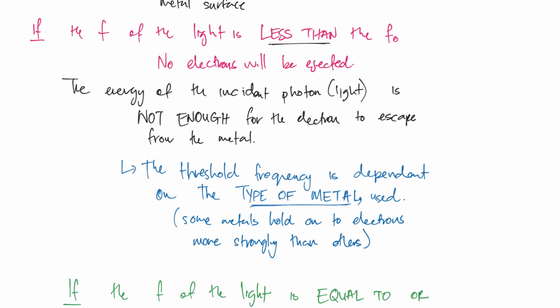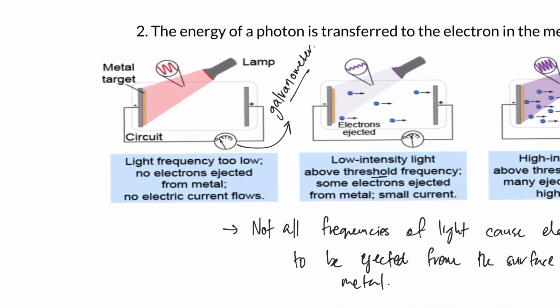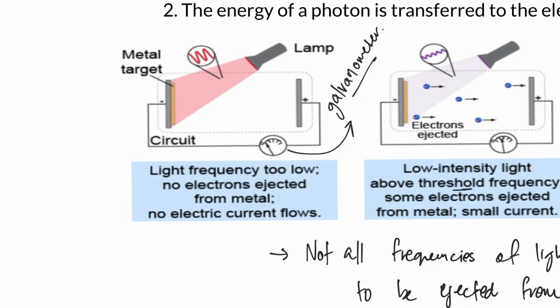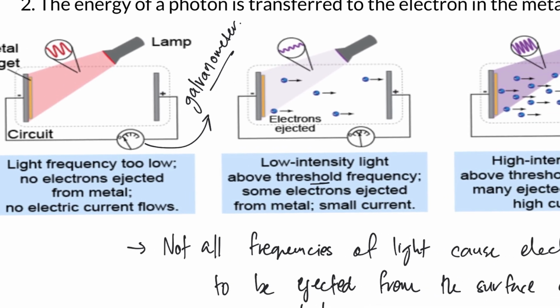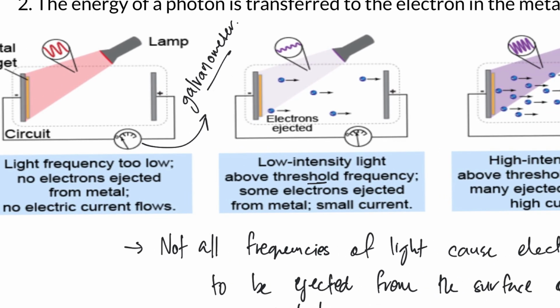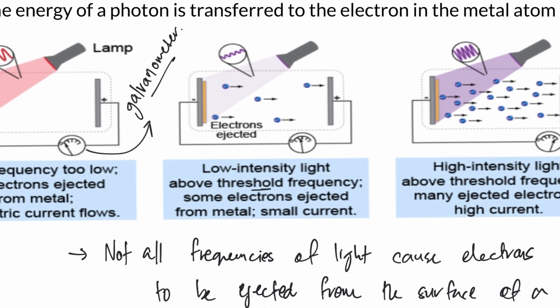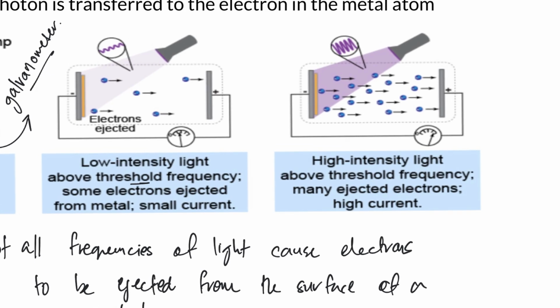So the first thing you must understand here is that if I had something like red light, the frequency is too low, I'm not going to get enough electrons ejected. If I go to indigo, for example, indigo has an intensity of light that's slightly above or equal to the threshold frequency. I'm going to get some electrons being ejected from the metal in a very small current. But if I use something like violet light and it's high intensity, and that high intensity is above the threshold frequency, I'm going to get many electrons ejected. And having many electrons ejected means I've got a very high current.